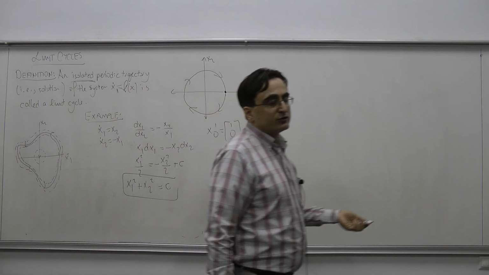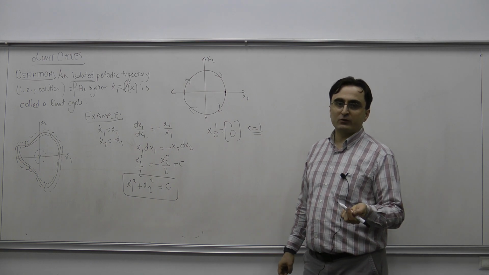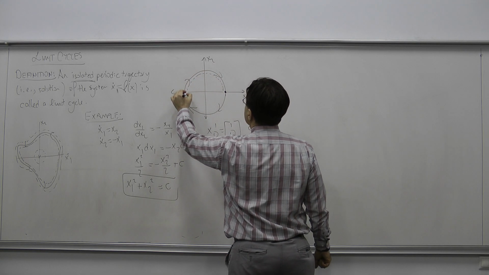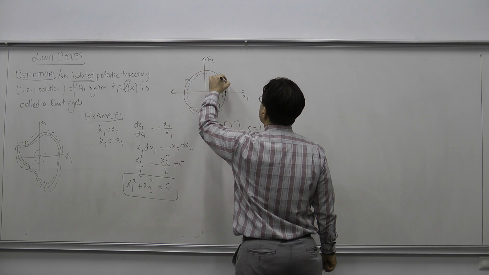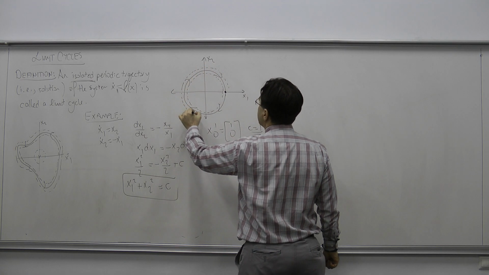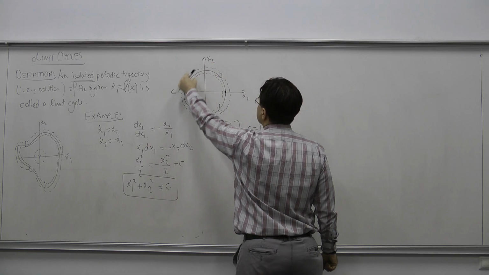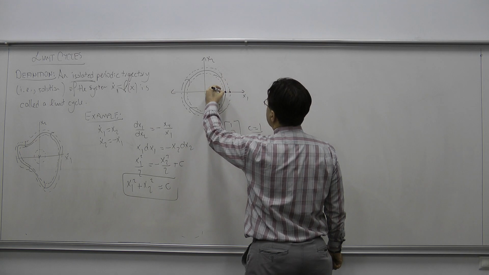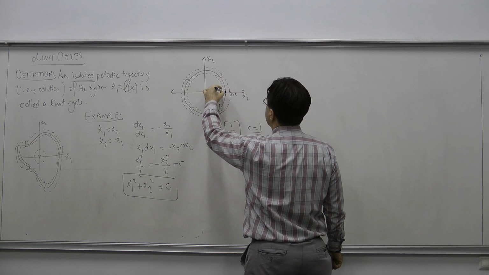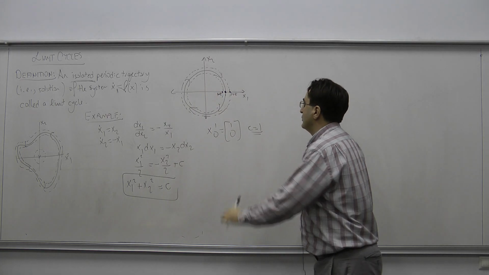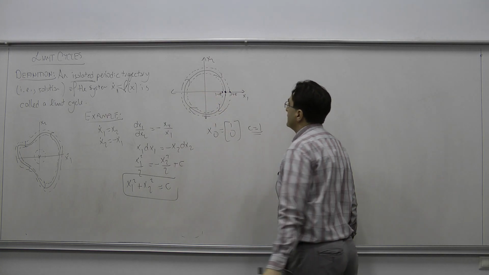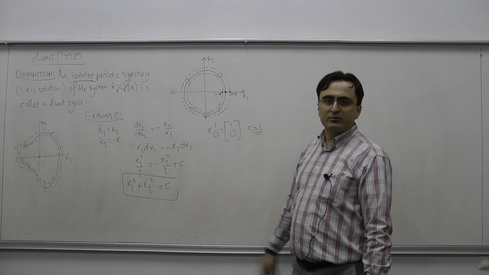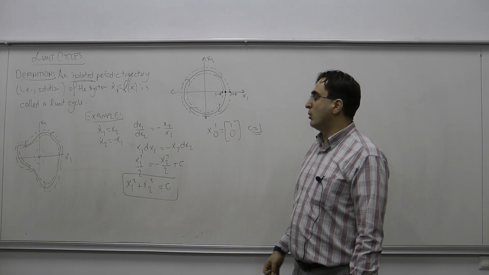But is this periodic trajectory an isolated periodic trajectory? For that, I need to look at an epsilon neighborhood around this periodic trajectory. I am defining an epsilon neighborhood of the state space around this periodic trajectory. Let us say that this point here is 1 plus epsilon, and this point is 1 minus epsilon. I can make epsilon as small as possible. I can take it arbitrarily small.